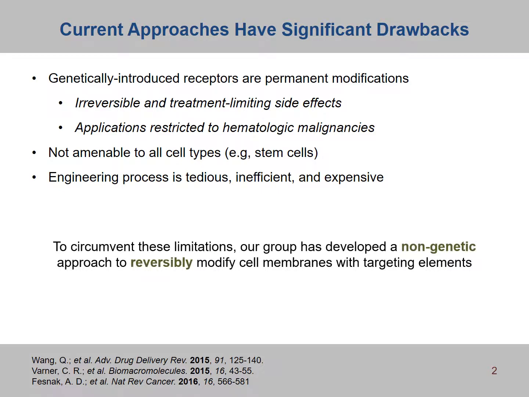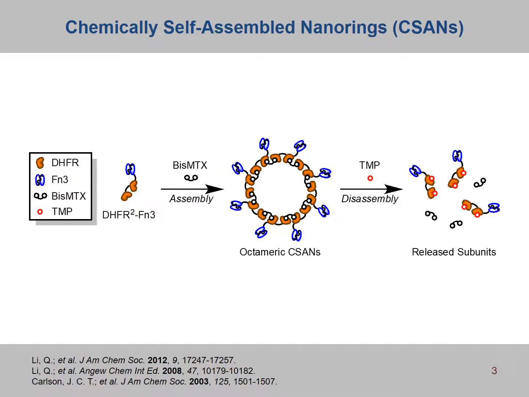To circumvent some of these limitations and potentially expand the use of membrane-engineered cells, our group has developed a non-genetic approach to reversibly modify cell membranes with targeting elements. The scaffold we use to do this is called the chemically self-assembled nanoring, or CSAN. The CSAN is comprised of two components.